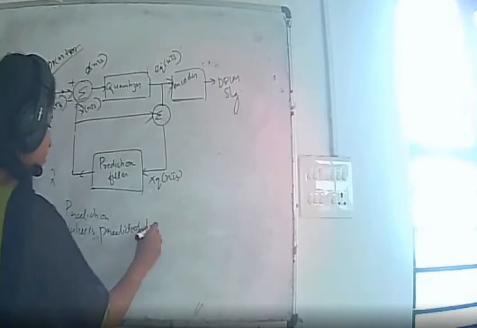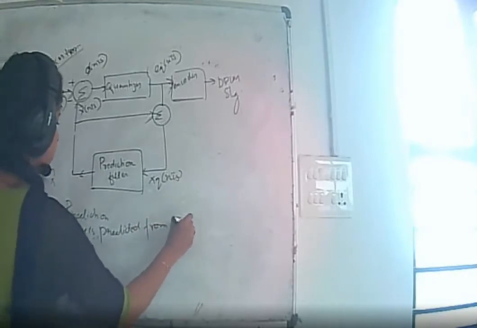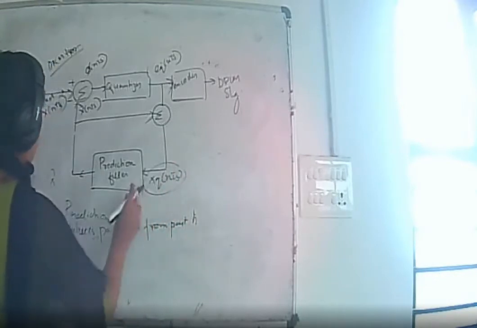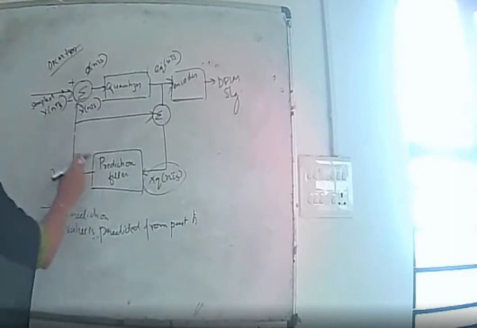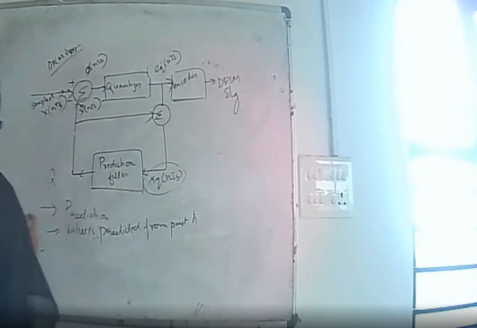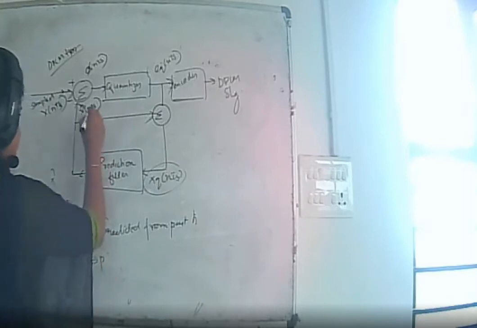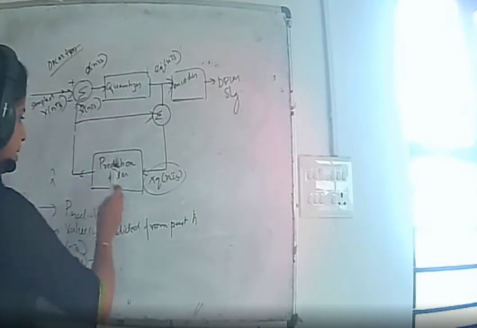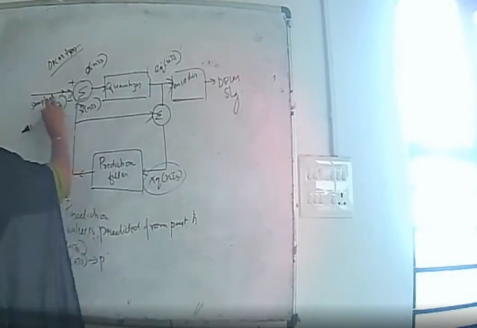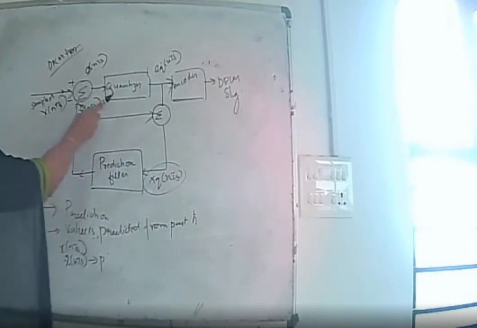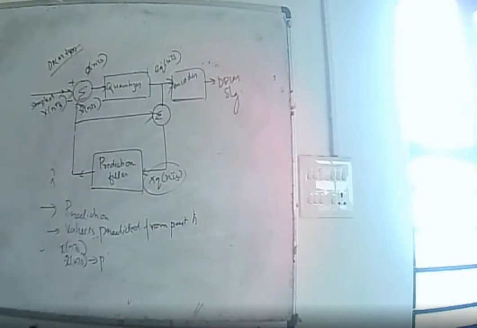The value is predicted from the past sample. This is our past sample. So the current sample, which is X cap of nTs, is predicted from the past sample. Here X of nTs is the sampled signal and X cap of nTs is the predicted signal, which is predicted from the past sample. This is the past signal.